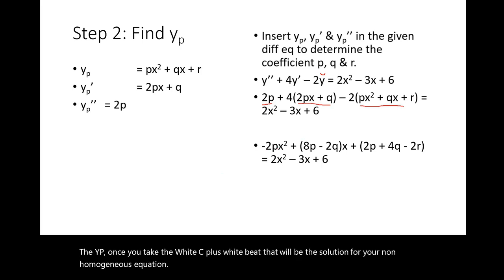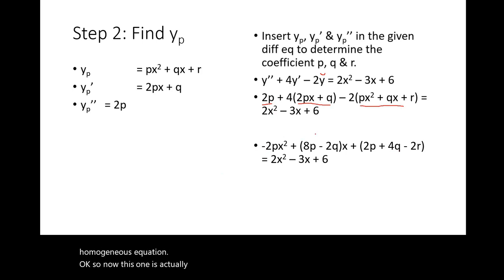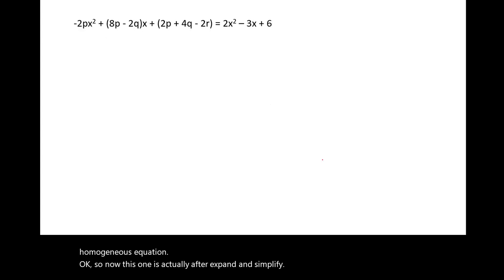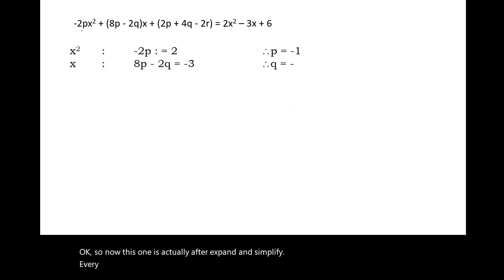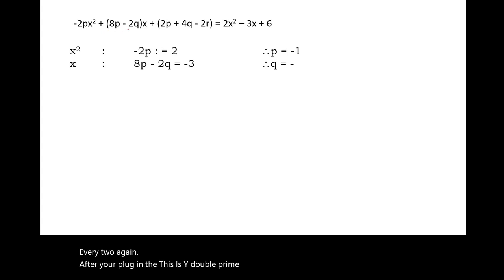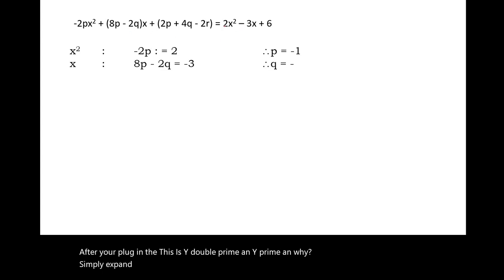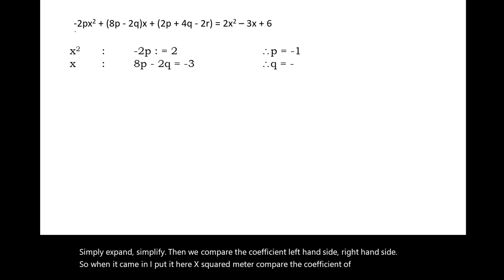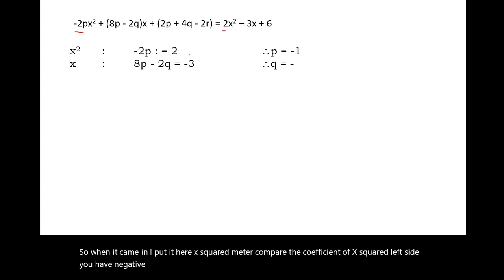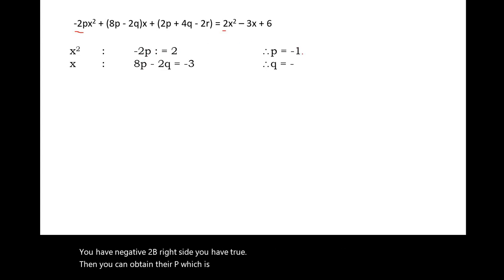Okay, so now this one is actually after expand and simplify. Okay, never mind, I redo again. After you plug in the y double prime and y prime and y, expand, simplify, then we compare the coefficient left hand side, right hand side. So when I put it here, x squared, I compare the coefficient of x squared. Left side you have negative 2p, right side you have 2. Then you can obtain your p, which is negative 1.